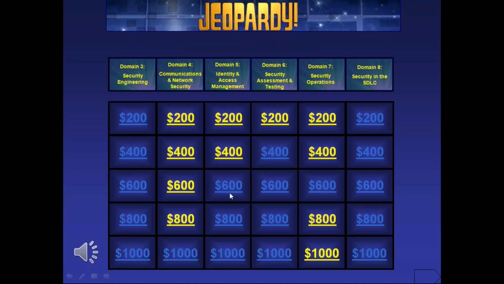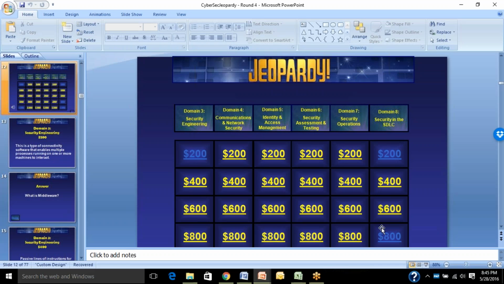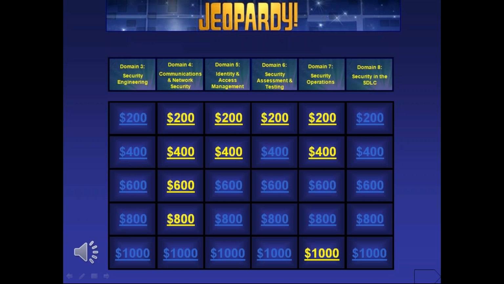Okay, domain 7 for 8,000. Actually, give me just a second. Let me clear this one out. That last one didn't go away. All right, we have domain 7 for big money.